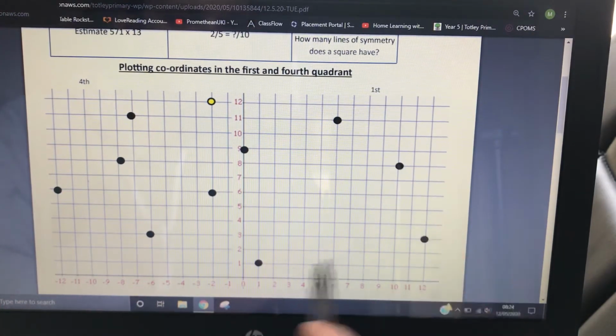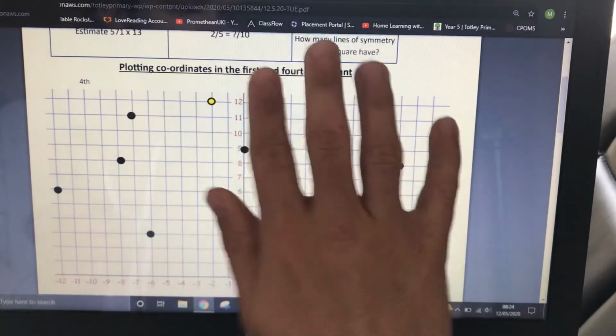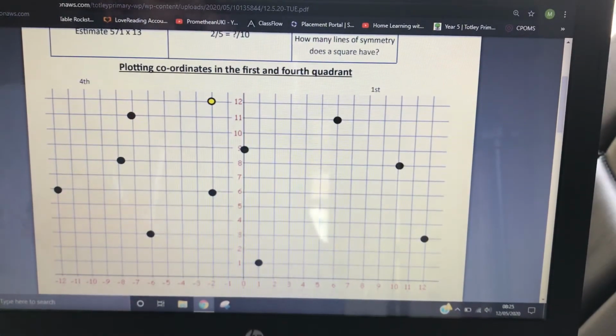10, 8, and then 12, 3. Lovely. Done the first quadrant. Let's have a look at the fourth quadrant. So like I said, mine was -2, 12.